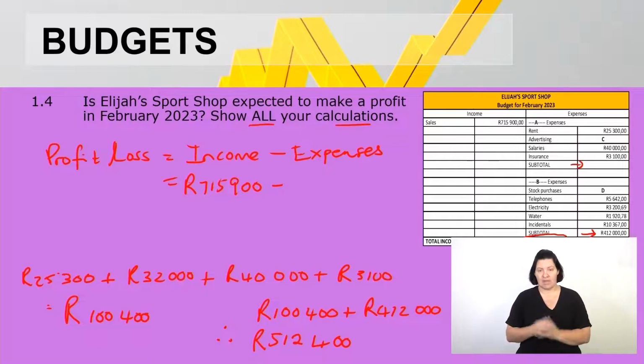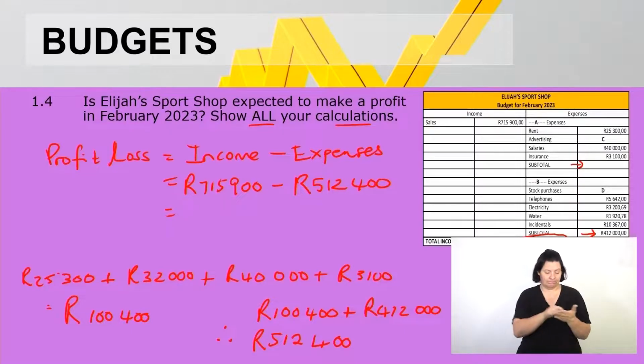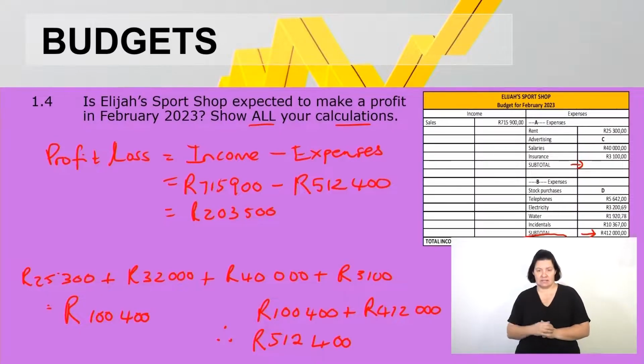So now I take the income of 715,900, and I'm going to subtract my expense of 512,400 rand. Now let's type that in on our calculator. 715,900 minus the 512,400 rand, that should give you 203,500 rand. Here we can see that our income is more than our expenses, so therefore we can conclude by saying that Elijah's Sports Shop will definitely make a profit. So I hope that is clear to you guys.